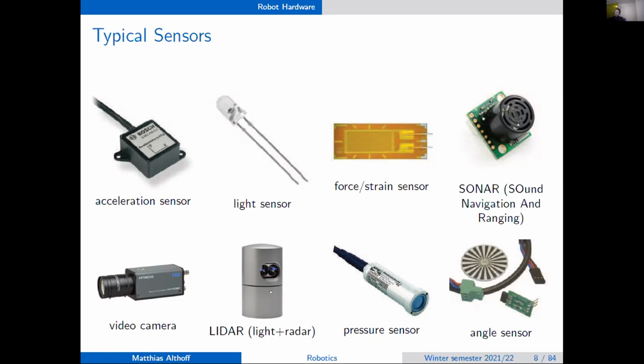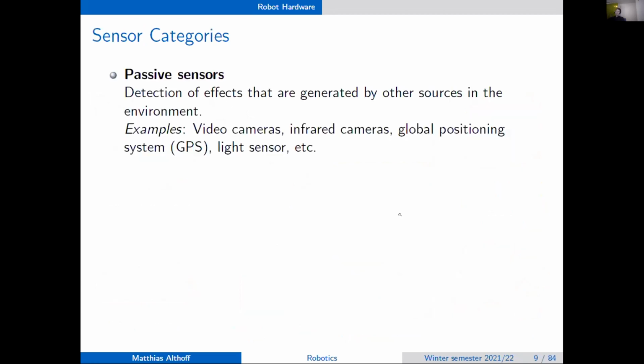Then of course LiDAR is becoming more and more popular because it gets cheaper and cheaper. There's also a Munich startup for solid state LiDARs so that they become bloody cheap. Then pressure sensors, then angular sensors for the angles of the robotic arms. And then of course, also radar, especially for mobile systems and so on. So as I said, this is not exhaustive. And as I mentioned, there are 3 categories.